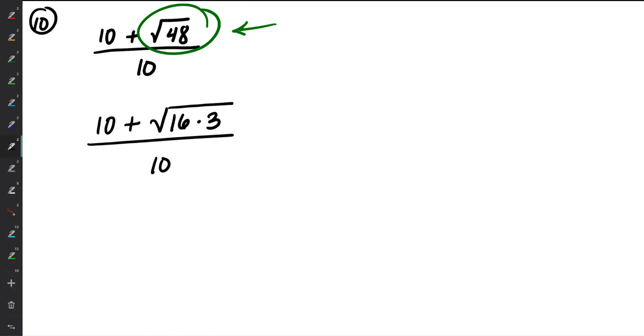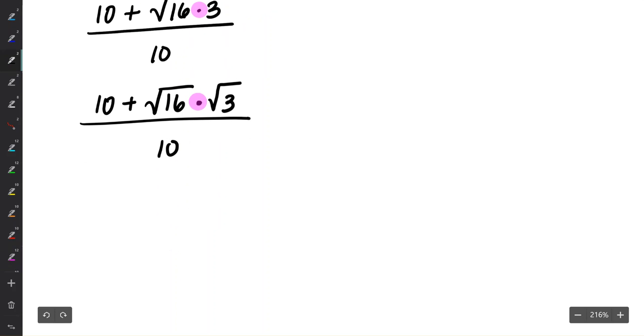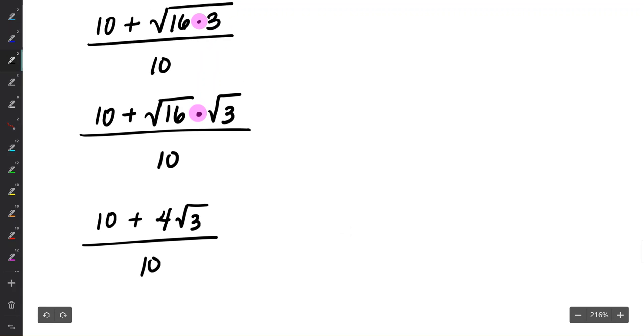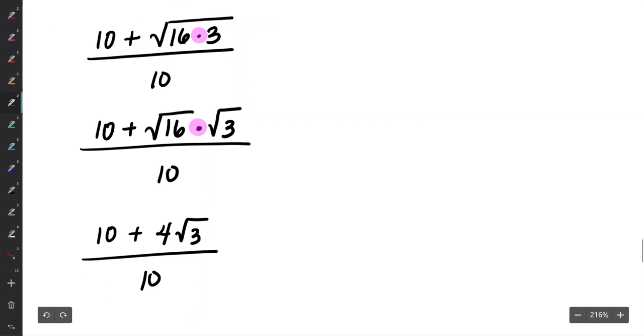All right, so we've got, I'm not even thinking about the rest of this, 10 plus the square root of 16. I already got ahead of myself. The square root of 16 times 3 is the square root of 16 times the square root of 3, just using that product property. Now the square root of 16 is 4. Square root of 3 is just square root of 3, all over 10. And it's super, super common for students to just simplify that square root of 48 and stop.